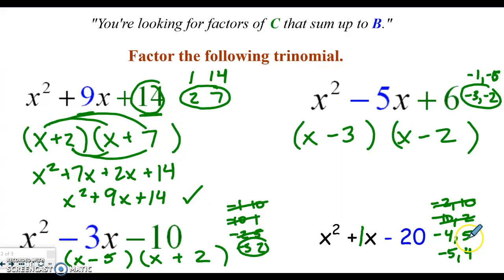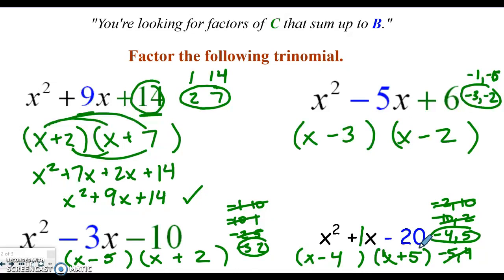Negative 4 plus 5. This is the one, because when I add those together, it gives me positive 1. This one will not work, because when I add them together, it gives me negative 1. So my answer for this one is x minus 4 and x plus 5. Okay, and those are the factored versions of those 4 trinomials.